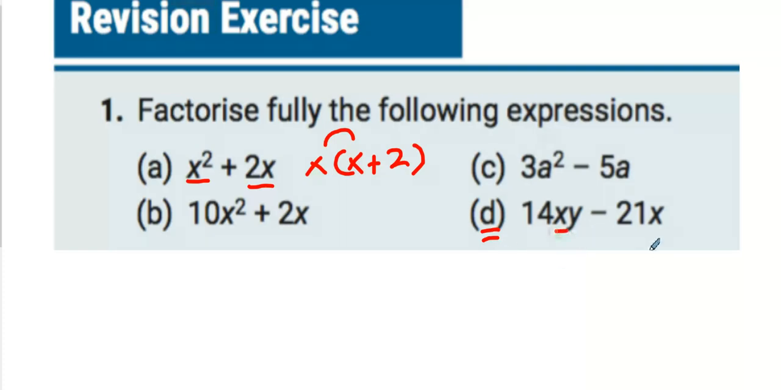They have x in common. You take out x. Is there any number that will divide into 14 and 21? 7x. What's left over then? 2y minus 3. Now check it out.